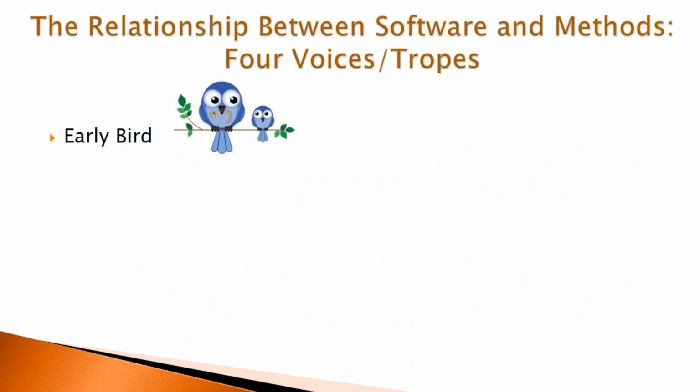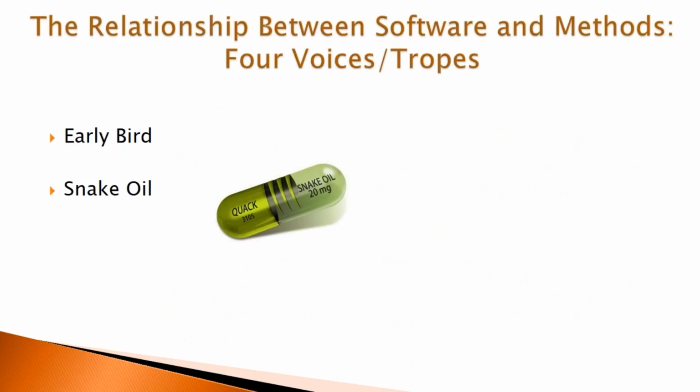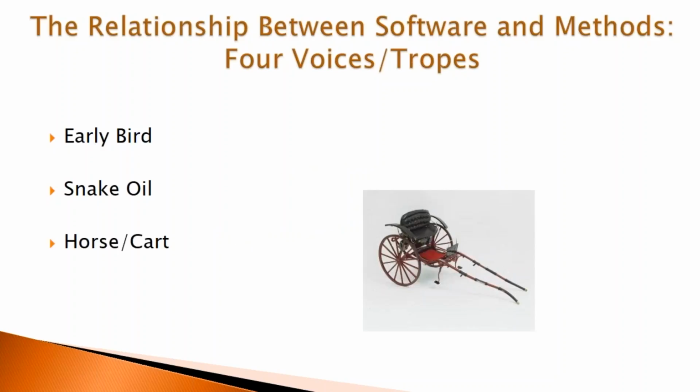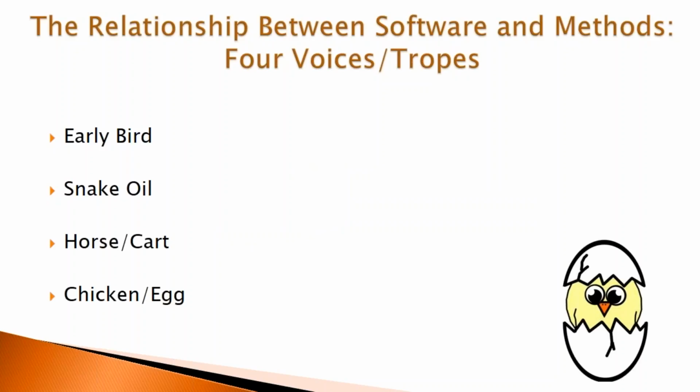So the four tropes I want to cover are first, the early bird trope. These are the early adopters. Next, the snake oil trope, which is the claims that the software is nothing but a hoax or a trick or something that's there to deceive you or take over. Then the horse cart trope, which is it's okay to use software, but only if you know method first. So always puts software in the back seat. And then finally, the chicken and egg, which is the attempt to look at the ongoing interaction, relationship, and influence between software and method.